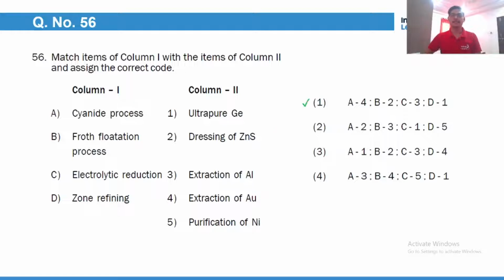The correct answer here is option 1, that is A matches with 4. Yes, cyanide process is used for the extraction of gold and silver, right? So this matches with this. B matches with 2. Flotation process is used for the concentration of sulfide ores. Yes, zinc sulfide is an example. Electrolytic reduction is used for the reduction of alumina, right, to aluminum. And zone refining is for ultra pure germanium.